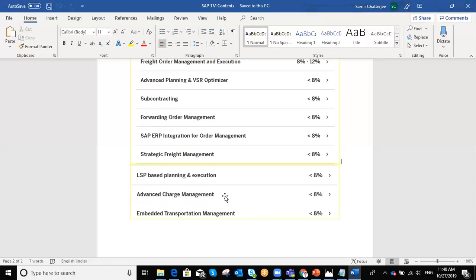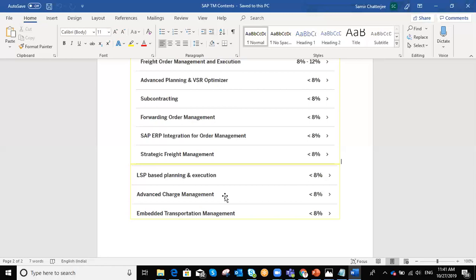Advanced charge management also we shall discuss, how to calculate the charge based on all these parameters we have discussed. And embedded TM, as per our last discussion, is inside the SAP S4 HANA pack, like the 1709 or 1809 edition of S4 HANA, which has the embedded TM option in a single platform. We do not have any other box. In a single box, we have SAP TM in S4 HANA. The future of SAP TM is the embedded TM.